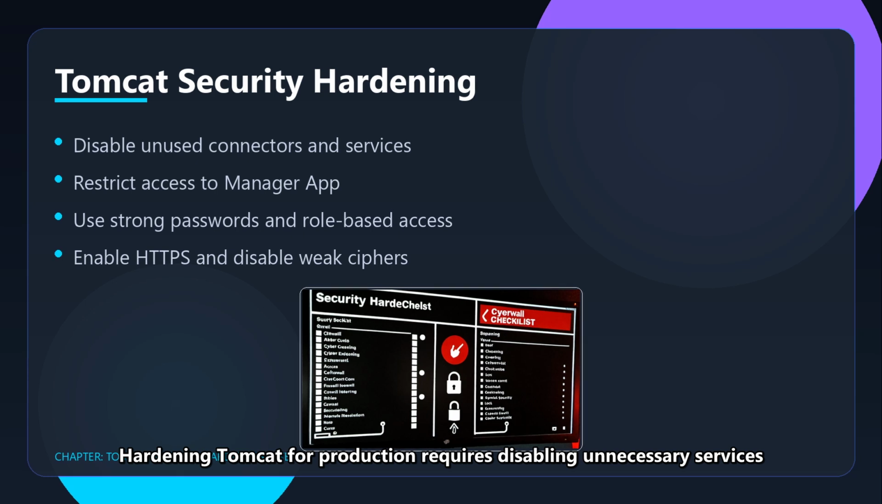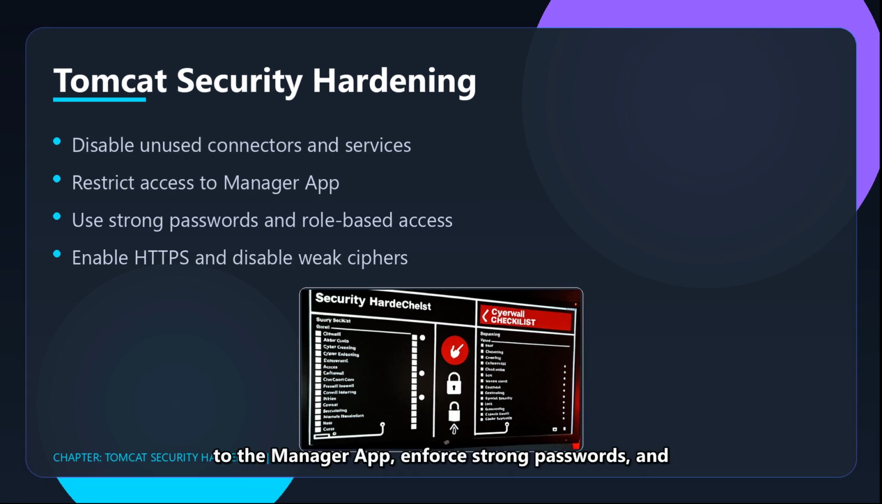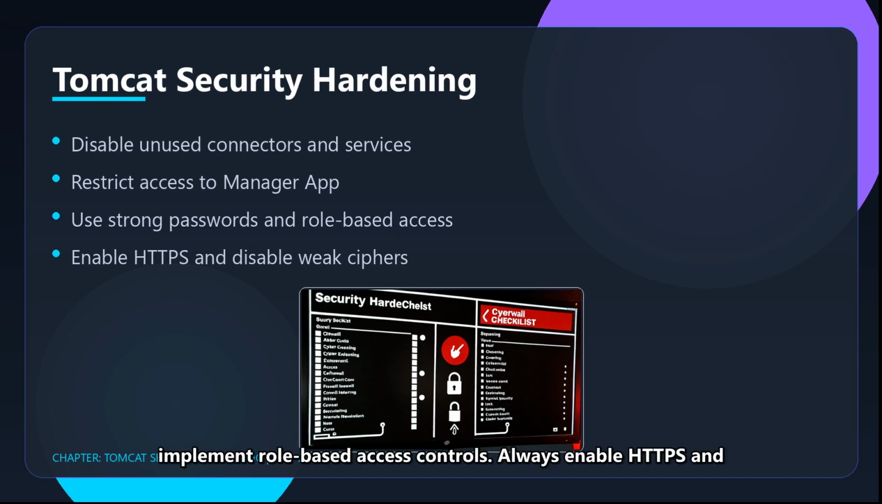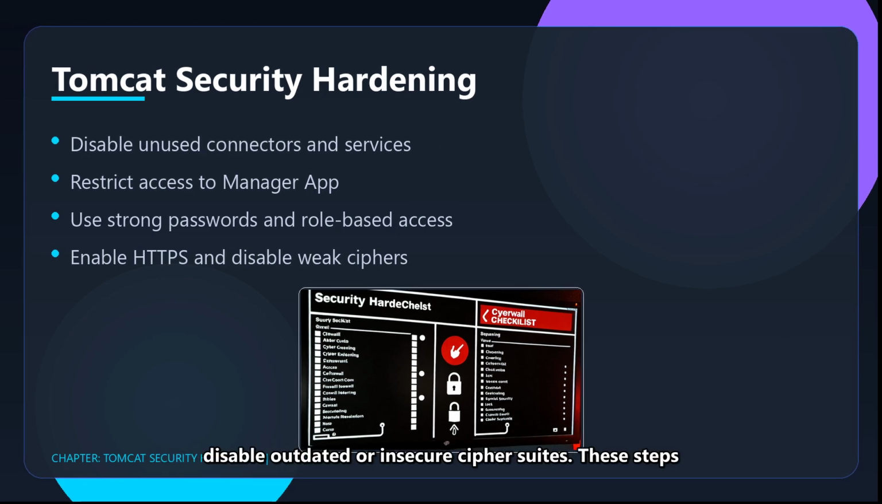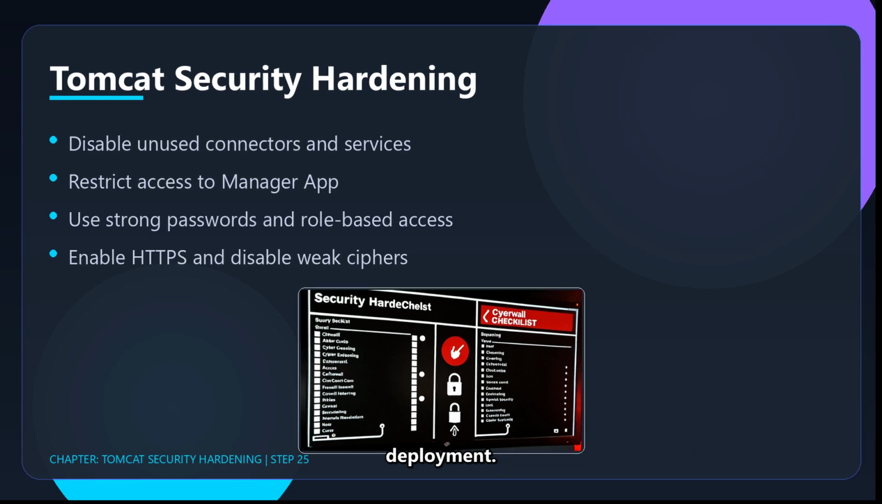Hardening Tomcat for production requires disabling unnecessary services and connectors to reduce attack surfaces. Restrict access to the manager app, enforce strong passwords, and implement role-based access controls. Always enable HTTPS and disable outdated or insecure cipher suites. These steps significantly improve the security posture of your Tomcat deployment.